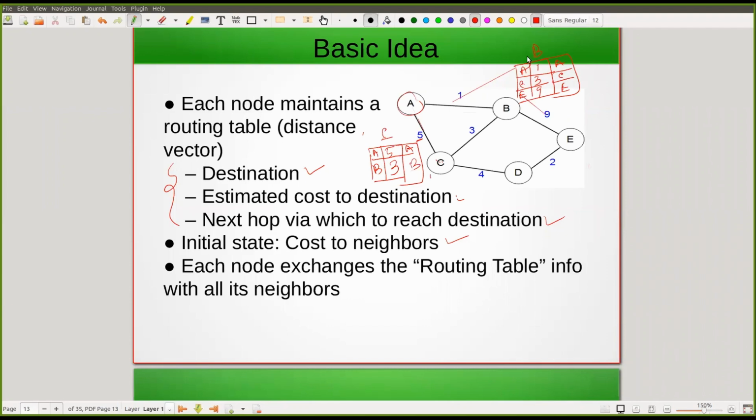Now what happens? As I have already told, everybody maintains their own distance vector initially. Then they exchange with each other. Now let's say B sends this distance vector information to C. Based on the distance vector information received from B, how is C updating its distance vector? That is the most important thing we have to understand. Based on what? Based on the Bellman-Ford equation.